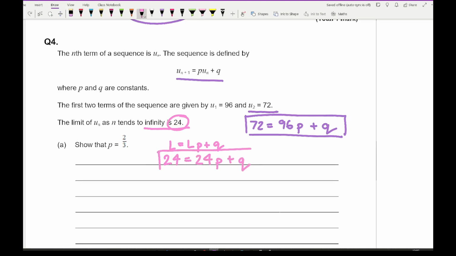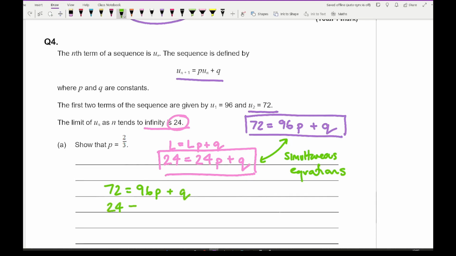So if I just put a little box around that, there you can see that I've got two equations with two unknowns. So what I need to do is use simultaneous equations to solve this. If I write down those two equations, I've got 72 equals 96p plus q, and 24 equals 24p plus q.